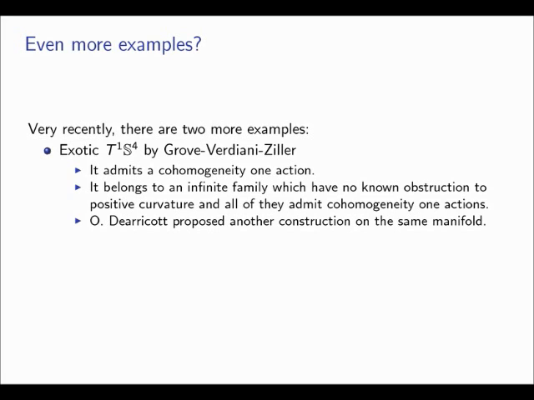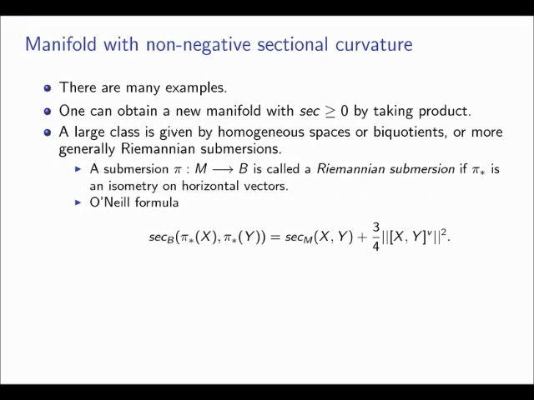So this one is the old manifold. You already know it has non-negative sectional curvature. So this is called the O'Neill formula. The O'Neill formula tells you the sectional curvature of the new manifold is given by the old plus a non-negative term. So you see the curvature cannot decrease. This means if M has non-negative or positive curvature, then the new manifold has non-negative sectional curvature. So this is for the homogeneous space, biquotient, or for Riemannian submersions.